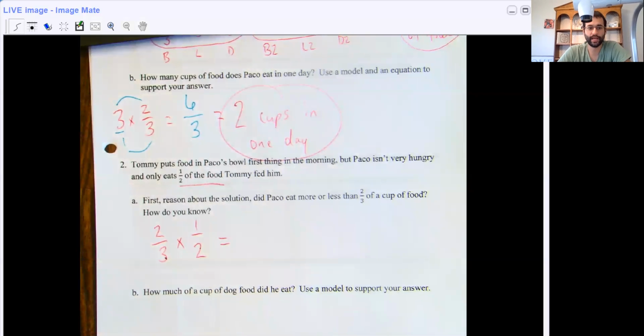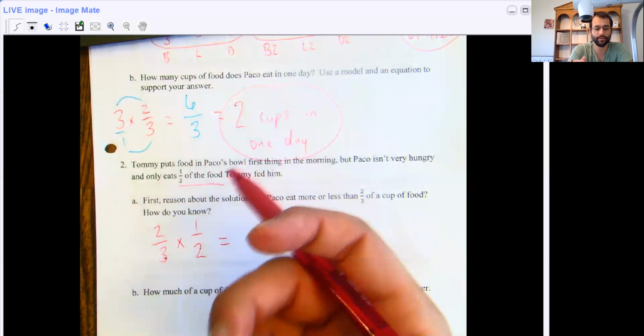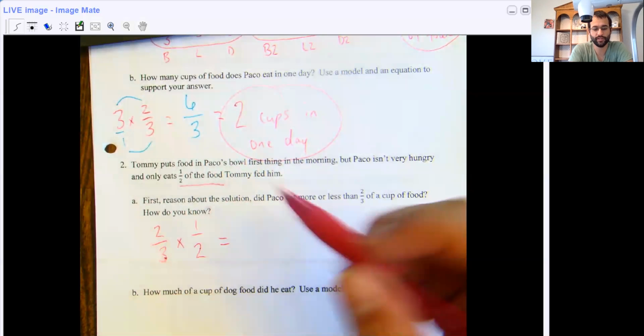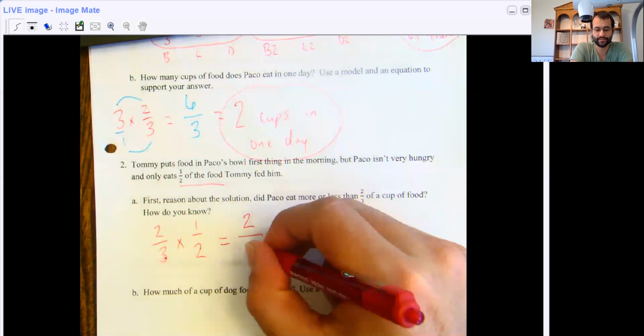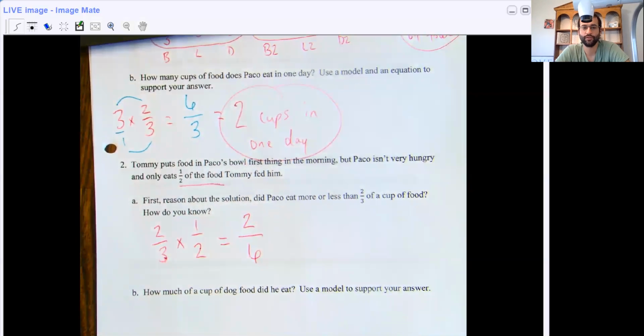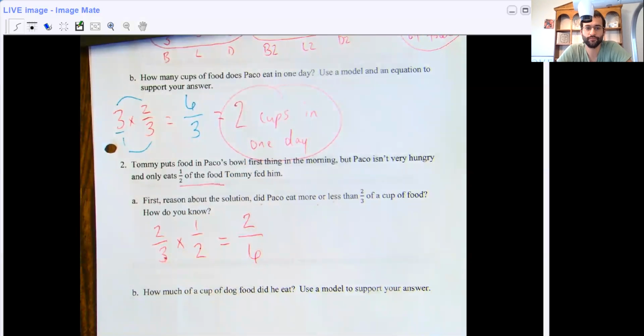When I multiply, I'm going to do my top numbers and then multiply my bottom numbers. So 2 times 1 is 2, and 3 times 2 is 6. So he's going to eat 2/6 of his cup of food. However, my question says, did he eat more or less than 2/3? So is 2/6 bigger or smaller than 2/3?